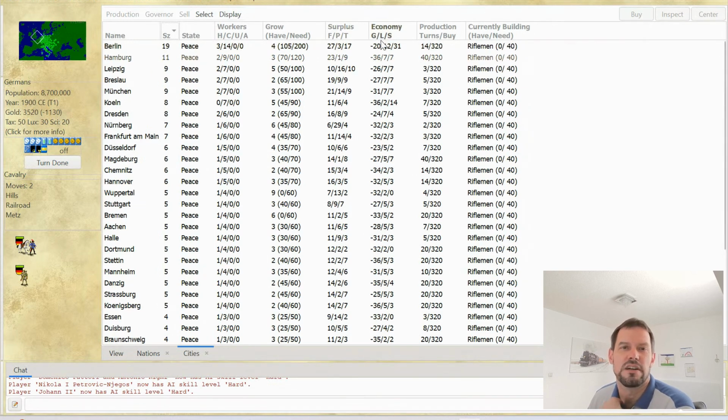The economy: gold, luxury, science. They make a loss of 20 gold coins every turn. They contribute 12 points to the well-being of the society, and they contribute 31 points to the research advantage. Okay, let's have a look at research.